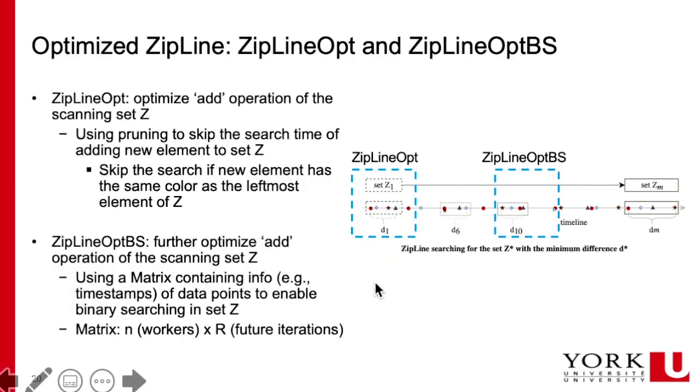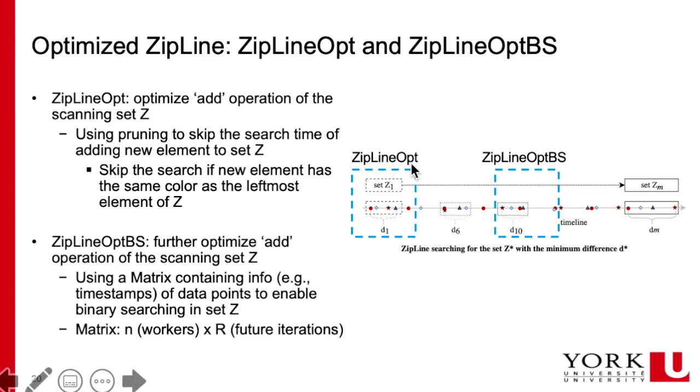And in this work, we also proposed optimized ZipLine algorithms named ZipLineOpt and ZipLineOptBS. ZipLineOpt basically optimizes the add operation of the scanning set Z, and it uses pruning to skip the search time of adding new elements to set Z. That is, it skips the search if the new element has the same color as the leftmost element of Z.